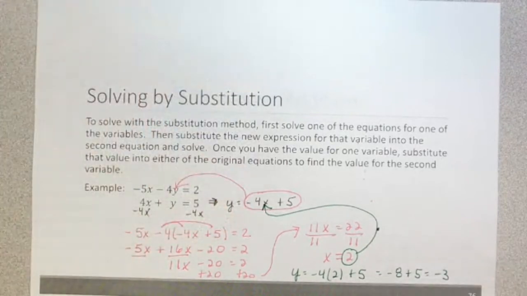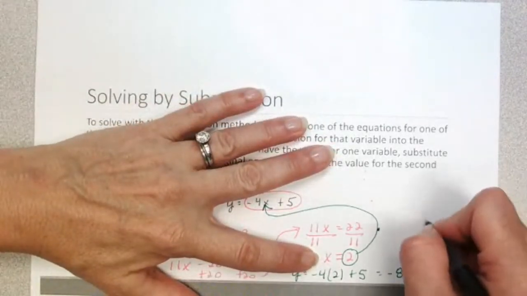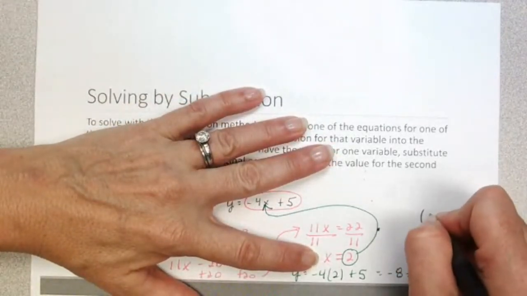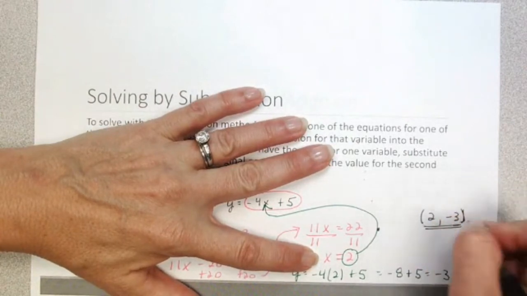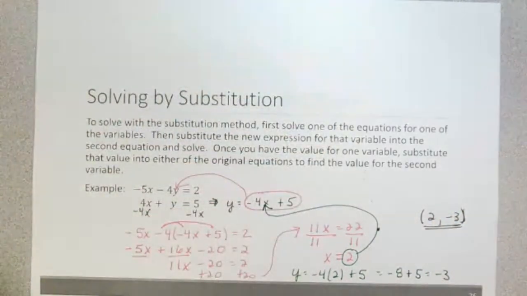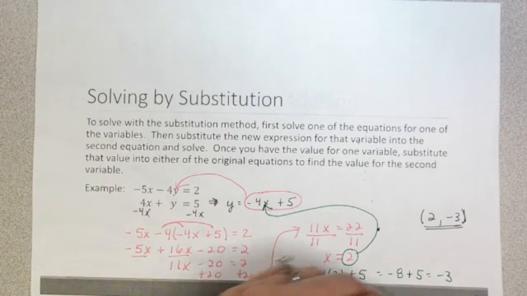Okay, so our solution here then, x is 2, y is -3, so we write that solution as an ordered pair, (2, -3). Okay, now we were solving the same system of equations as we did with the graphing method. So of course we would come up with the same solution. That makes sense, right? So there's the substitution method for solving a system of equations.